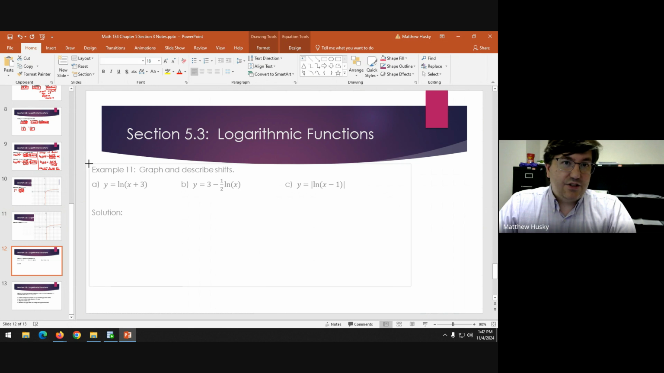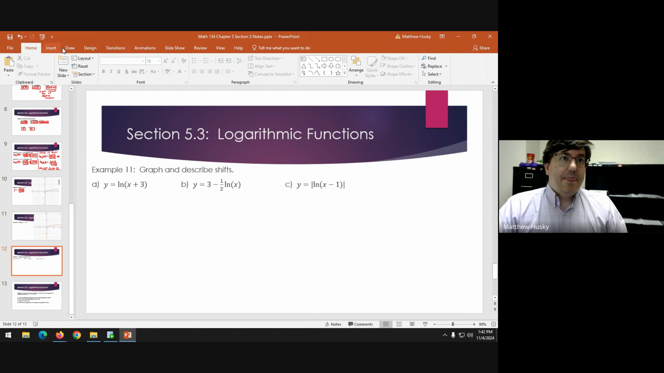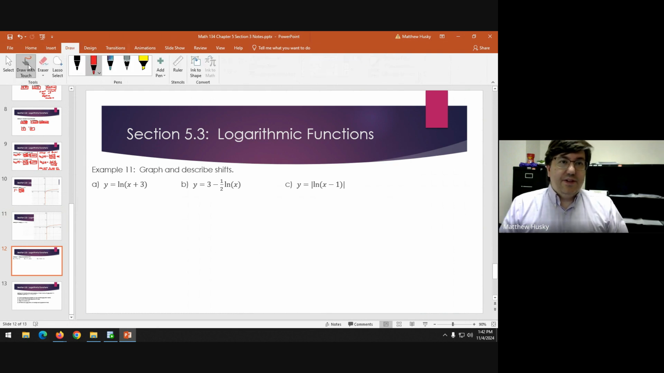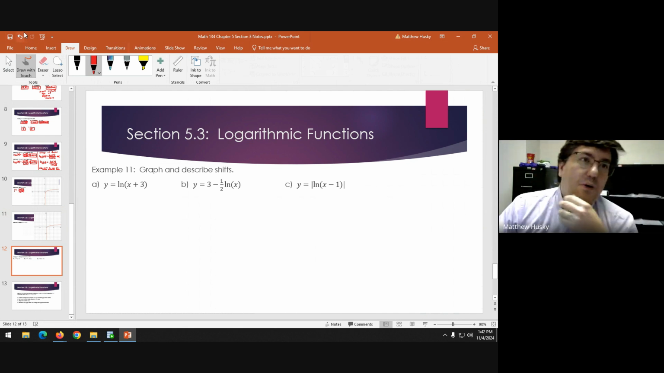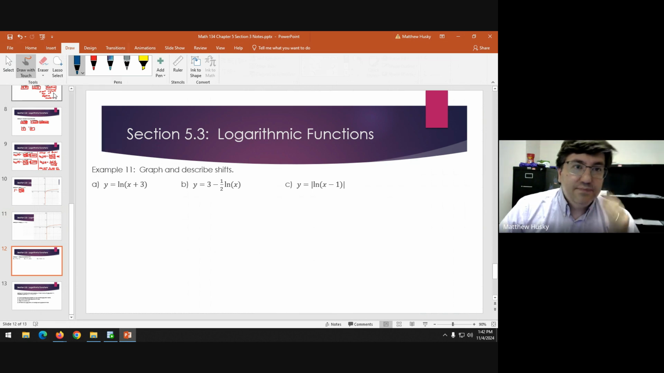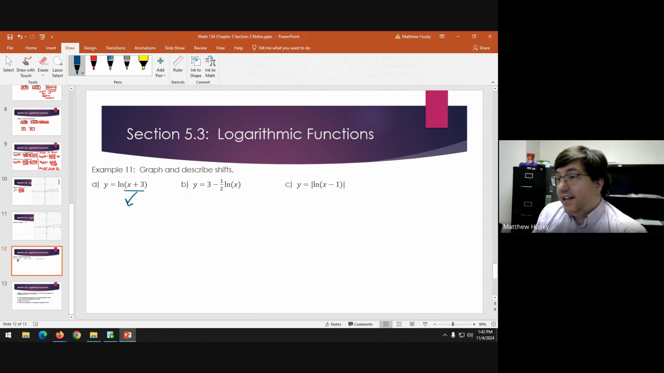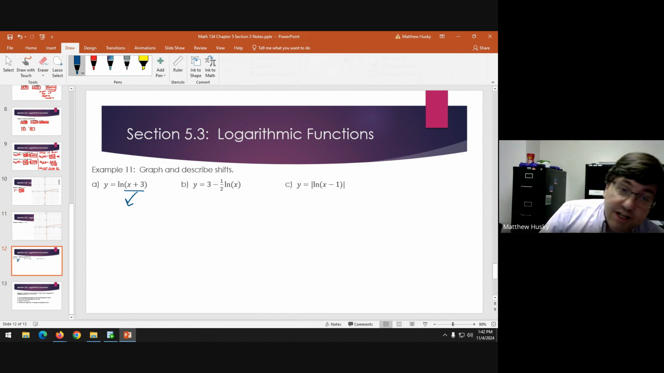Graph these and describe the shifts. Okay. We've talked about this kind of stuff before. What's going on here? If you're changing something with the x, it affects the x direction. So this one, if it's +3, that's going to send you left 3.